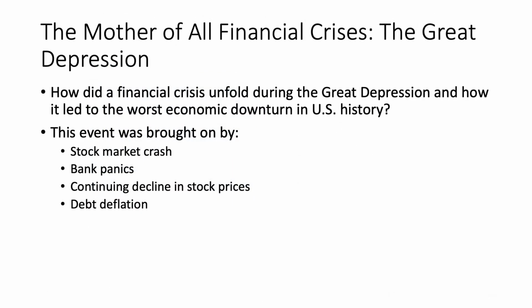Let's take a brief look at the mother of all financial crises, the Great Depression. How did a financial crisis unfold during the Great Depression, and how did it lead to the worst economic downturn in U.S. history? Well, the short story is that the event was brought on by a stock market crash, subsequent banking panics, continued decline in stock prices, and deep debt deflation.